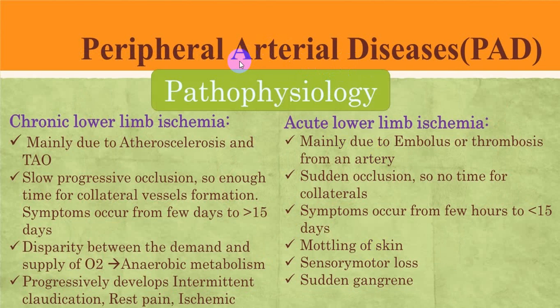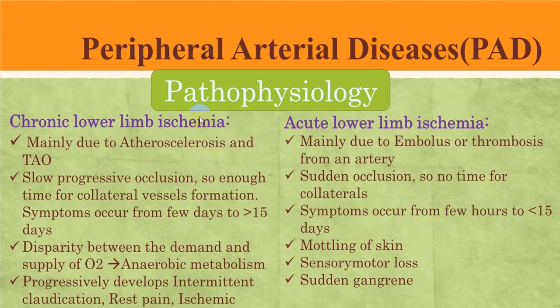We have already mentioned the pathophysiology before. There is a little difference between chronic limb ischemia and acute limb ischemia. In acute limb ischemia, it is mainly because of embolism or thrombosis. It is a sudden occlusion, so usually there is no time for collateral development. It may occur in a few hours up to 15 days. There is mottling of the skin, sensory motor loss, and gangrene formation.